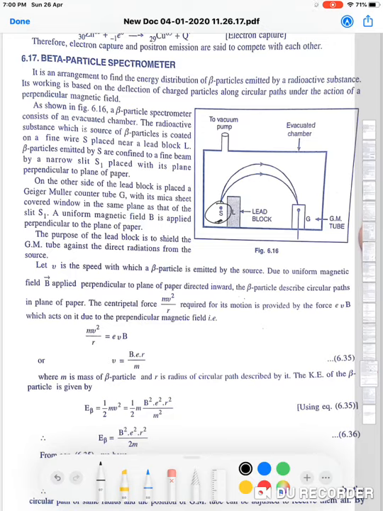The particle will undergo this kind of force, and you can measure the velocity of the particle, because you will certainly know the radius of this circular arrangement. If this is the radius r, the magnetic field you just applied, the charge you know, and the mass of the particle you already know, then you can measure the velocity of the particle. Then you can measure the kinetic energy of beta particles. This is an important result: the kinetic energy of beta particles comes out as B square e square into r square upon 2m.